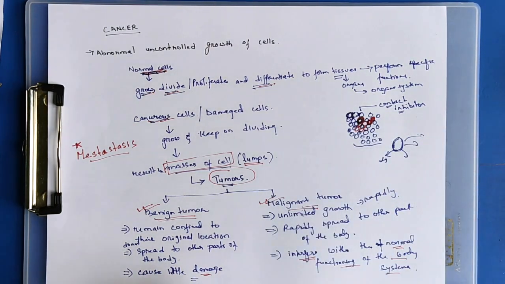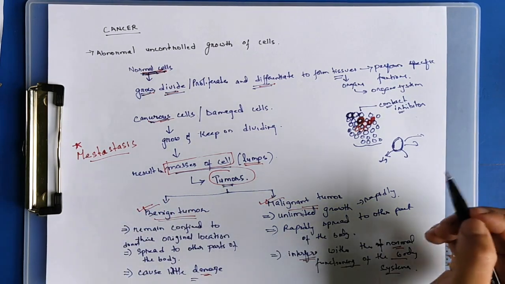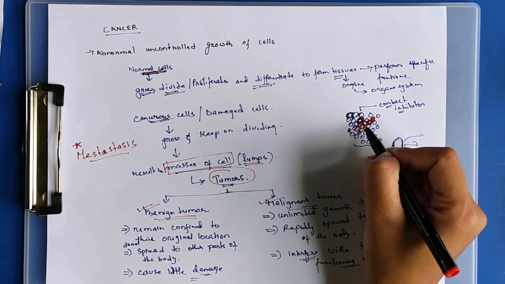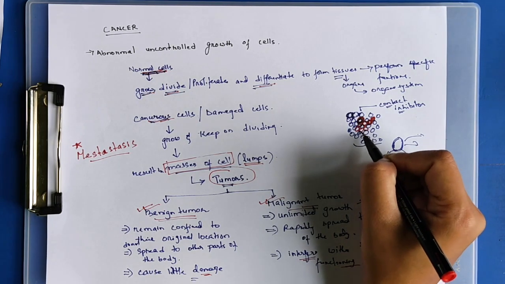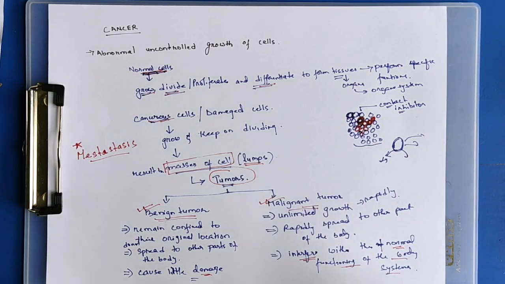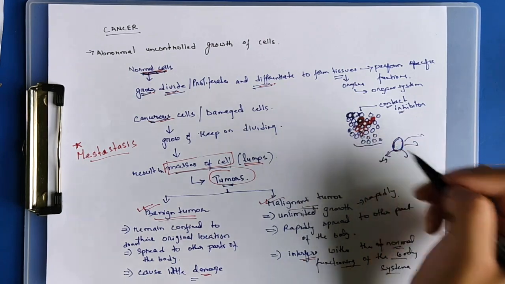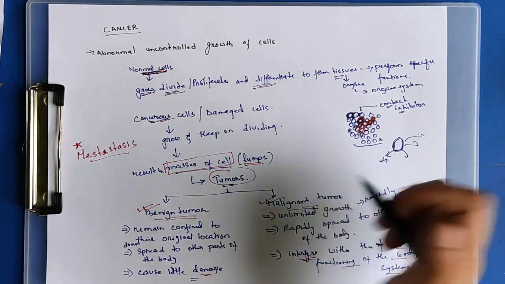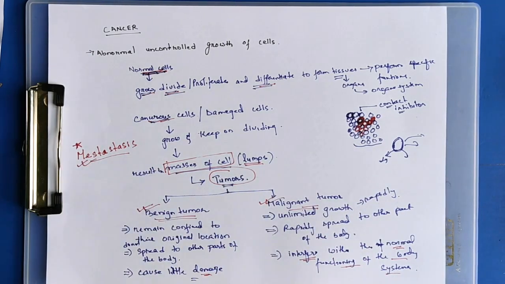So metastasis is the process in which malignant tumors grow and divide, and start destroying the neighboring normal and healthy tissues or cells. It is termed metastasis.